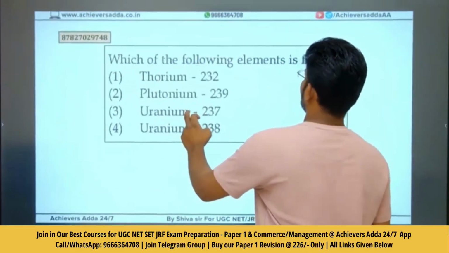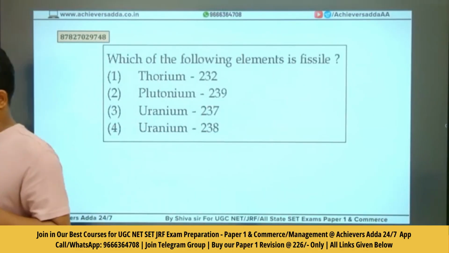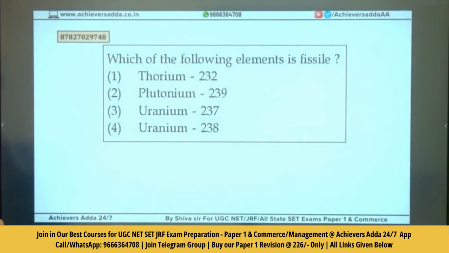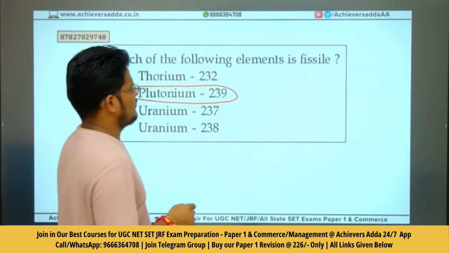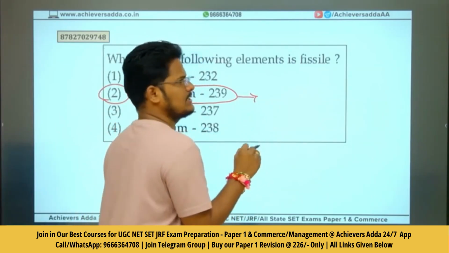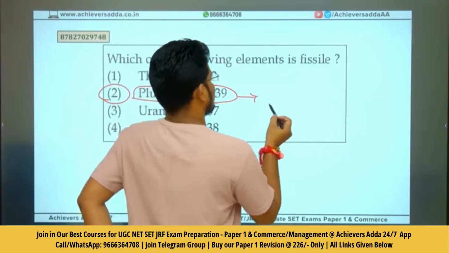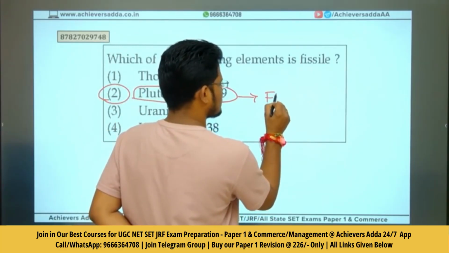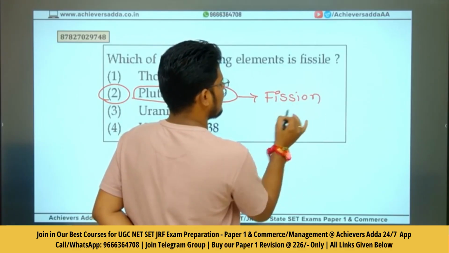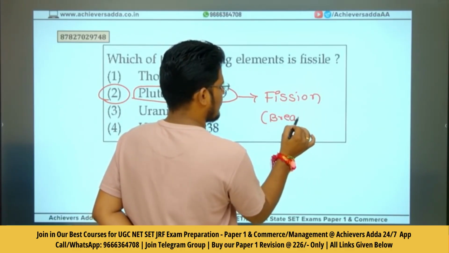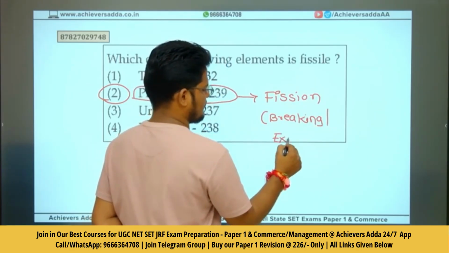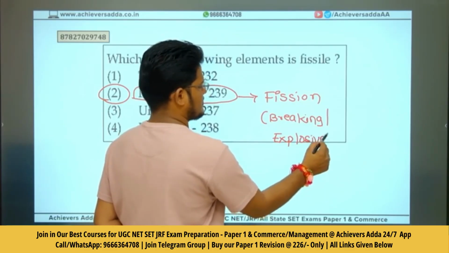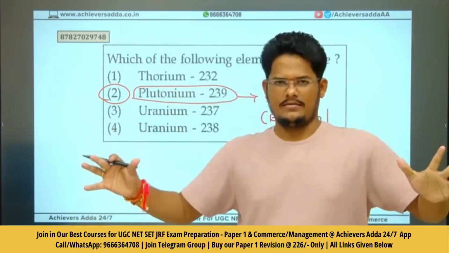Which of the following elements is fissile? Fissile. Fusile, both will be there. Plutonium-239. Plutonium-239 will be used in the nuclear energy process also, and this will be used in the fission process. Fission means breaking, explosive in nature, explosive. It's like not coming together, it's breaking into particles.